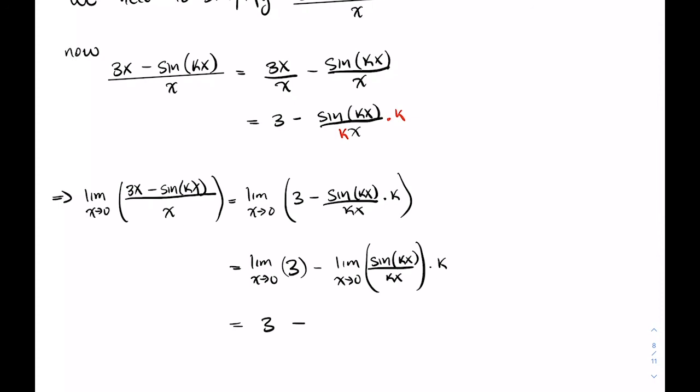Here this becomes 1 multiplied by k, because once we have sine of f of x over f of x, the limit of that function turns out to be 1. So therefore our final answer is 3 minus k.